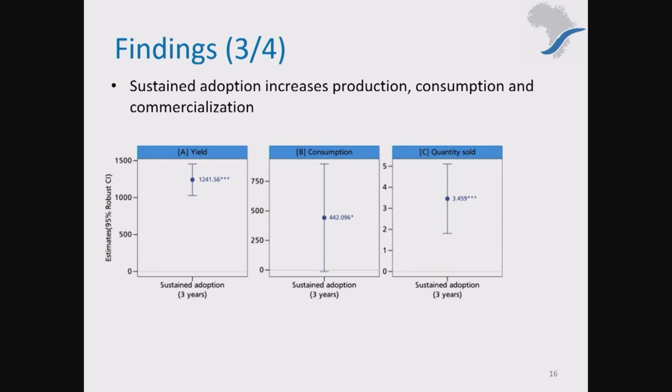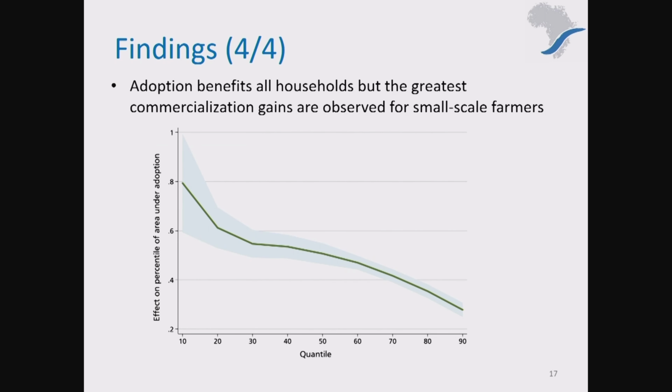But also, thirdly, we see that households that adopt these improved legume varieties over time obtain greater production, consumption, and commercialization. And looking at some quantile effects, we see that adoption really benefits smallholder farmers. So this really speaks to aspects of inclusivity. So smallholder farmers are really included in this drive towards improved commercialization and reducing poverty.